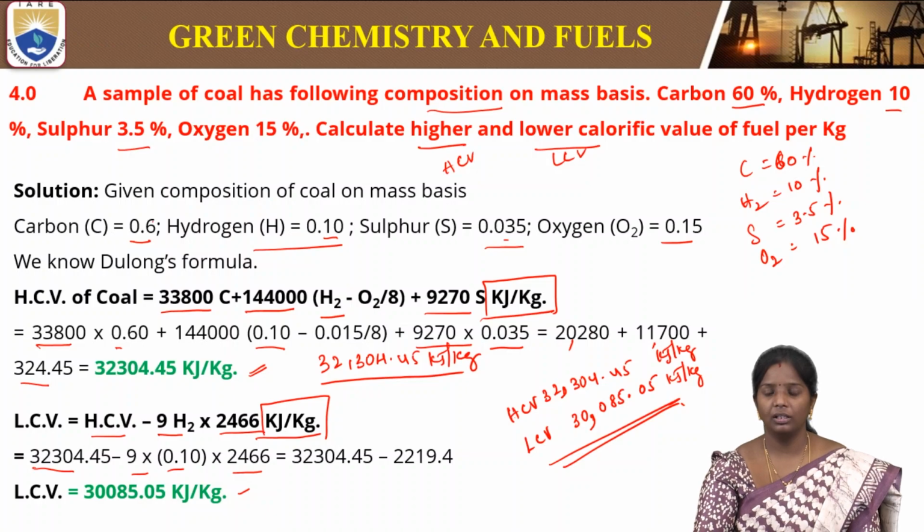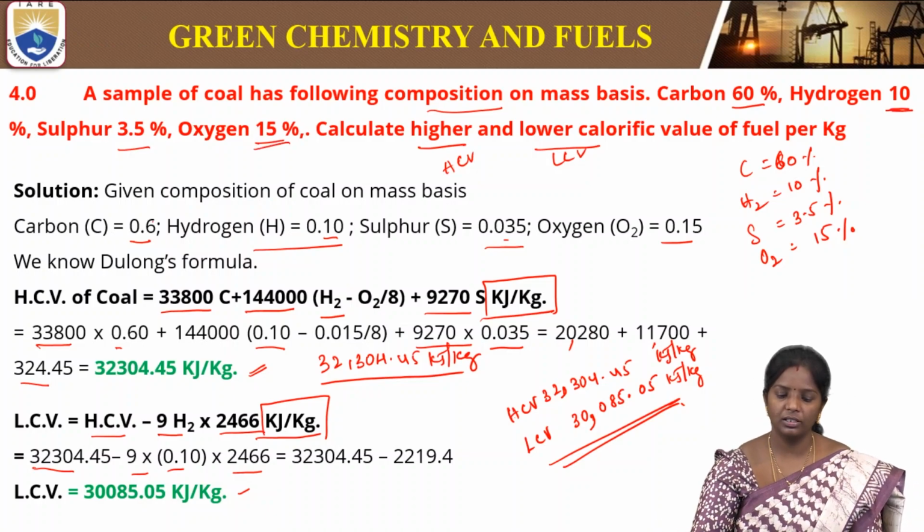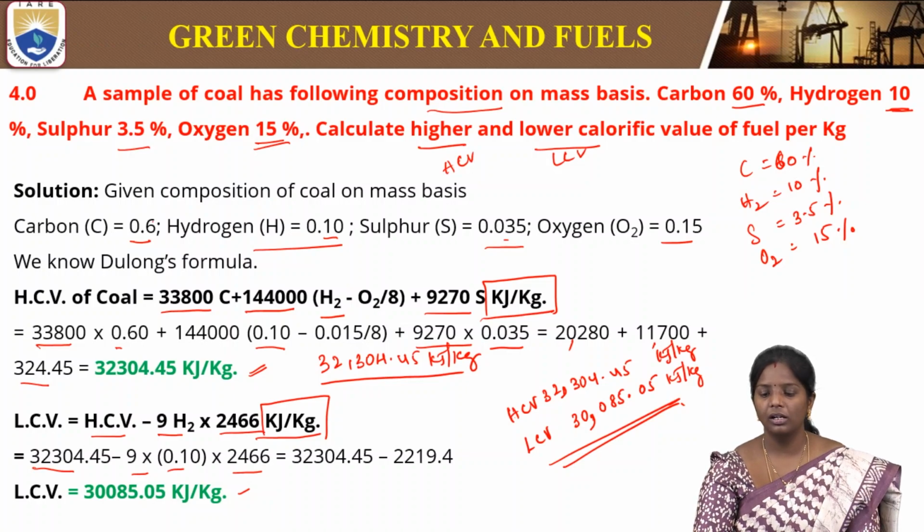If you see here, hydrogen is 10% and oxygen is also around 10%, so the latent heat could be higher because of the moisture that is present. So these are the different problems that we discussed on HCV and LCV. From these values, we can decide the different fuels for our applications.